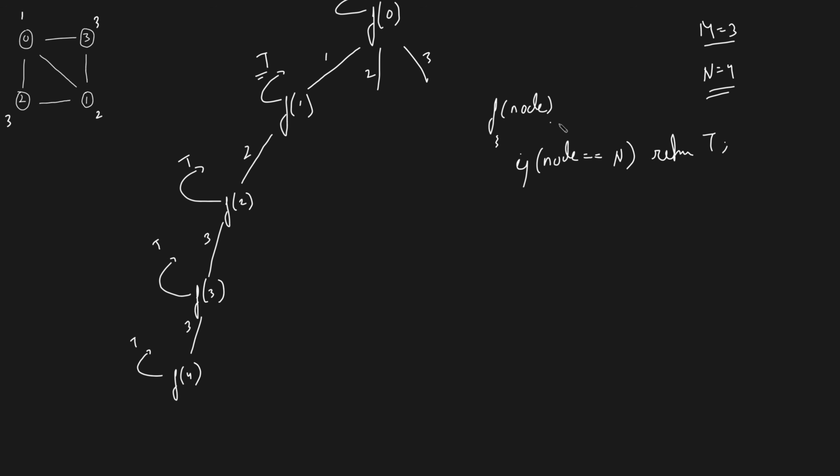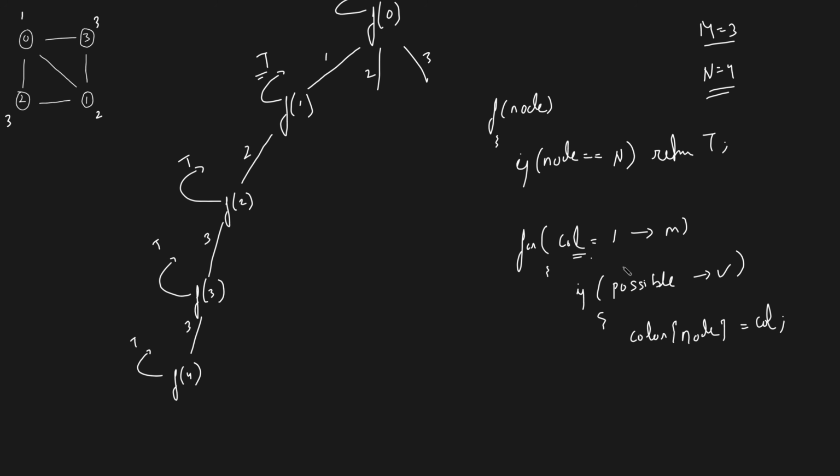Now, if it is not n and if it is like 1 or 2, in that case, what am I trying? I'm trying to color that with colors from 1 to m. Now, when will I color? You just saw, if it is possible to color that node, then I will color it. Probably you can maintain some color array and say that the node color will be this color. And after that, you call the function for the next serial number node.